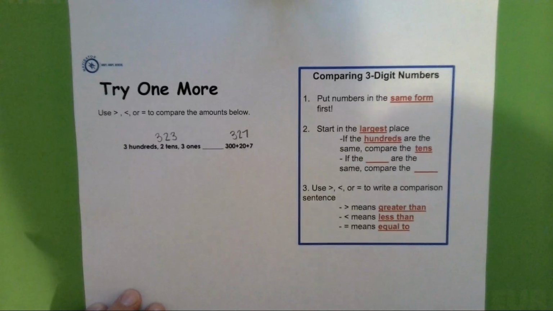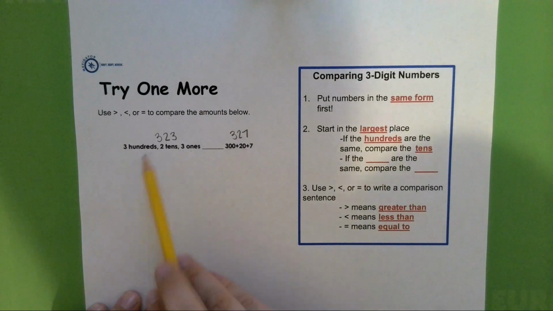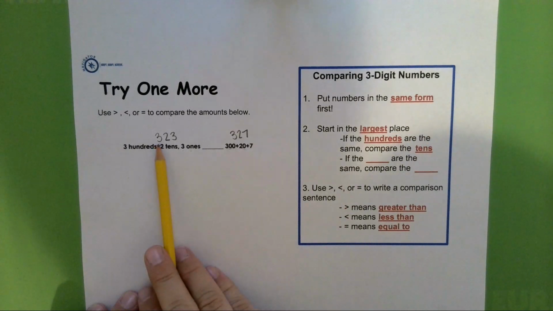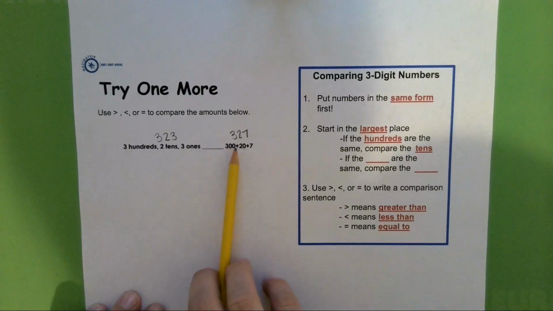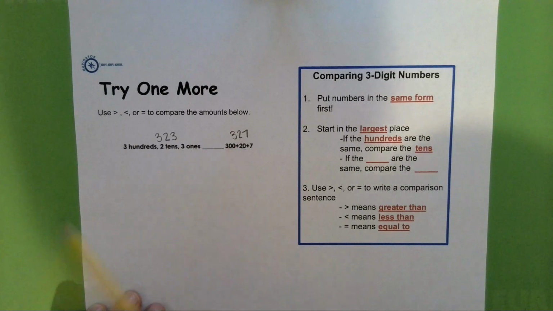What place should we start comparing in and why? Say it out loud. I bet you said we should start comparing in the hundreds place because it's the greatest place. And you're right. How many hundreds in 323? I bet you said 3. And how many hundreds are in 327? I bet you said 3. The hundreds are the same.